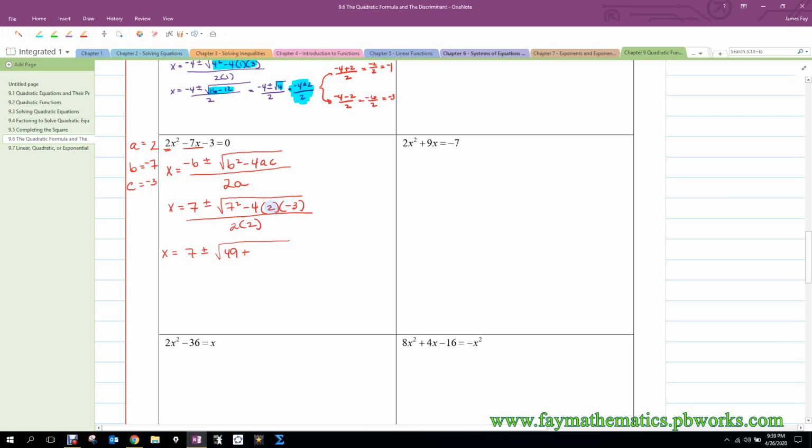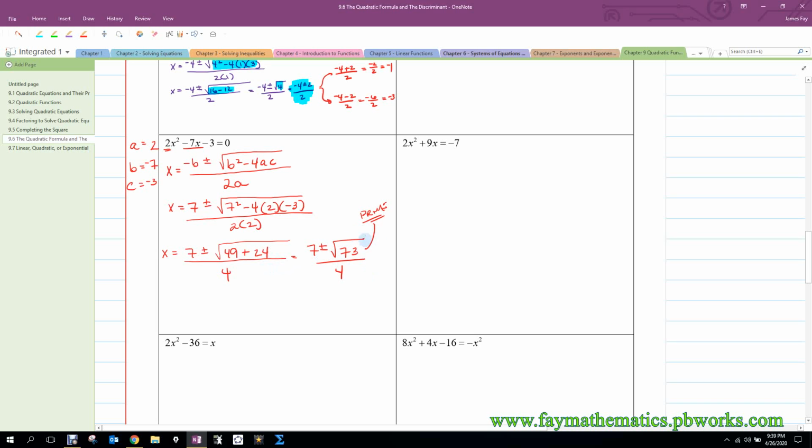Okay, so 4 times 2 is 8, times 3 is 24, so plus 24 all over 4. Okay, so now 49 plus 24 was that 73? So 7 plus or minus root 73 over 4. Okay, now 73 is a prime number, so there are no perfect squares that divide 73.